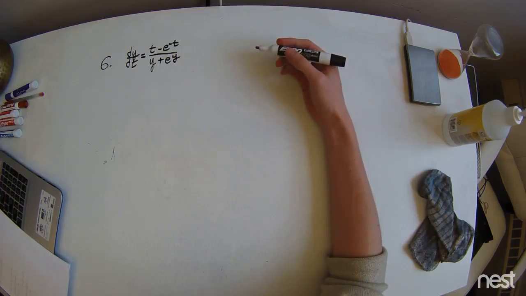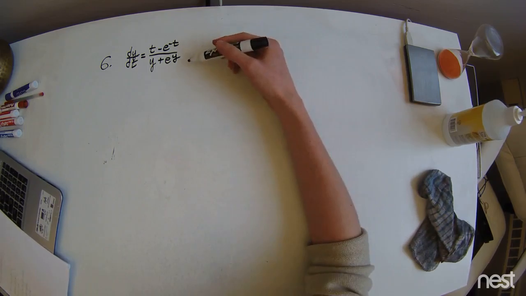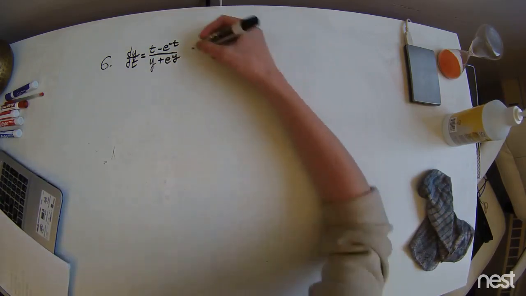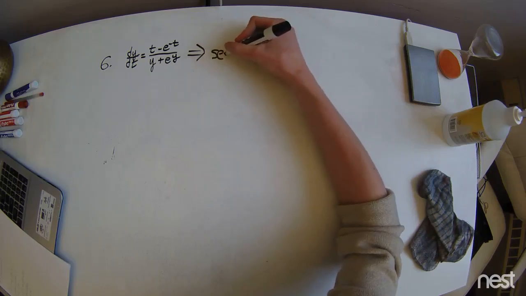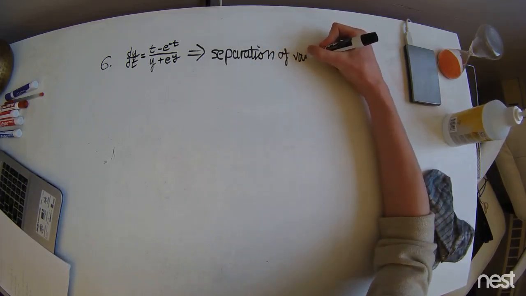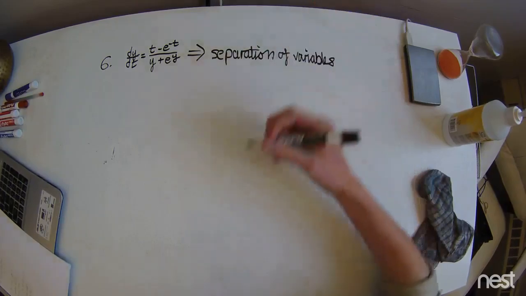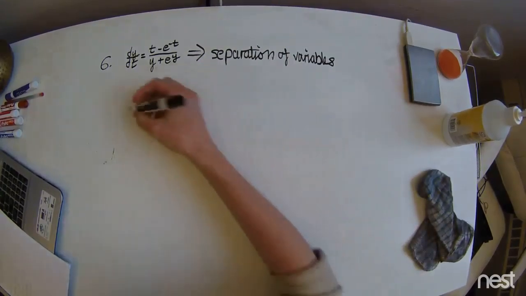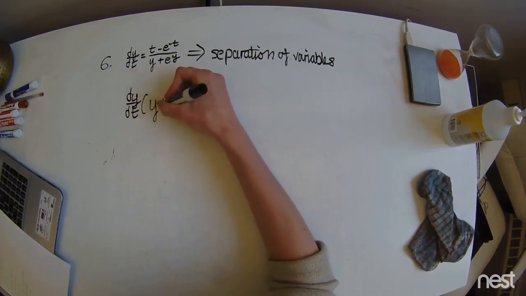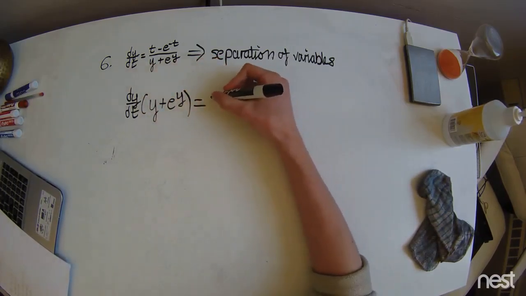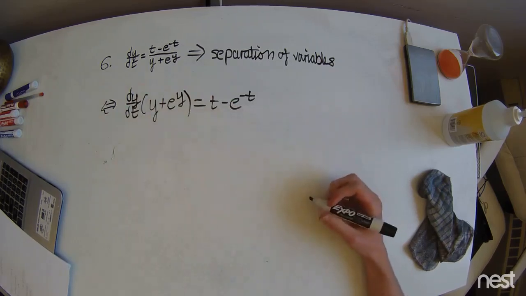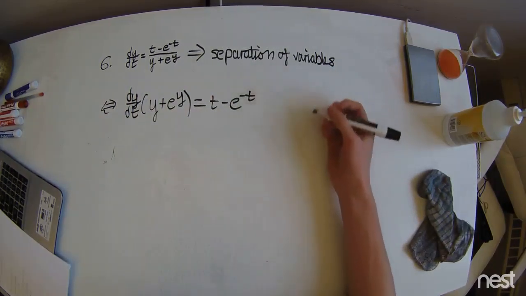We can see that the dependent variable and the independent variable are already fairly separated out just by a division. So we immediately think separation of variables. To do that, we're just going to multiply things out, so we're going to have something of this form. Now we need to multiply each side by a dt.